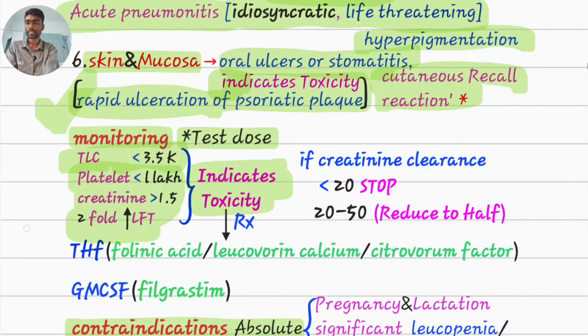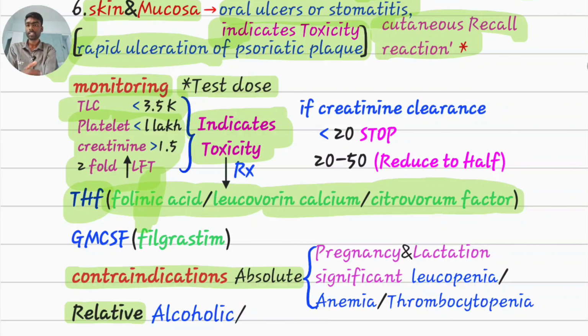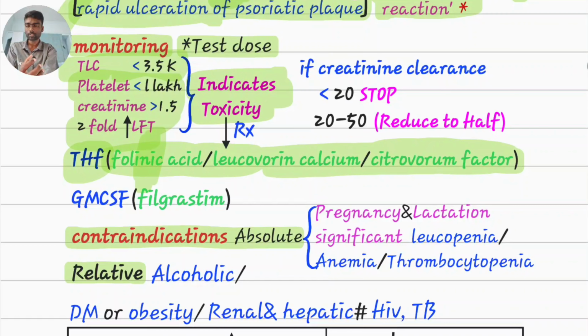How do you treat this toxicity? By supplementing tetrahydrofolate, as this methotrexate is blocking the conversion of folic acid to tetrahydrofolate. If we give tetrahydrofolate directly, DNA synthesis will continue in the form of folinic acid, leucovorin calcium, citrovorum factor, not folic acid. We are giving tetrahydrofolic acid, that is folinic acid. It is inhibiting production of blood cells. We can stimulate by giving granulocyte monocyte colony stimulating factor, filgrastim.